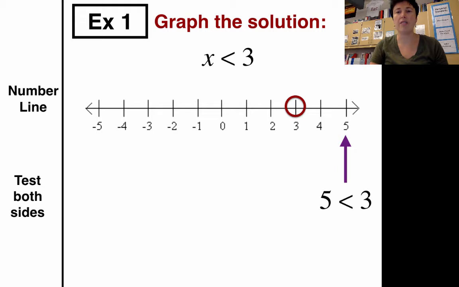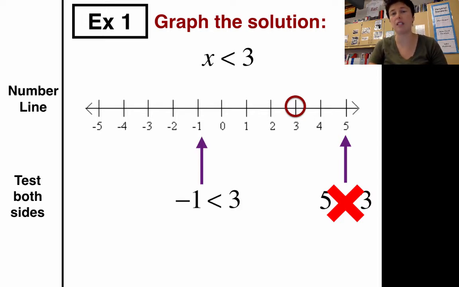Well, is 5 less than 3? That's basically what you have to ask yourself. You're testing it. Usually we do it in our head eventually, but is 5 less than 3? No, it's not. 5 is greater than 3. So then test a point on the other side, like -1, for instance. Is -1 less than 3? Yes, it is. -1 is less than 3.